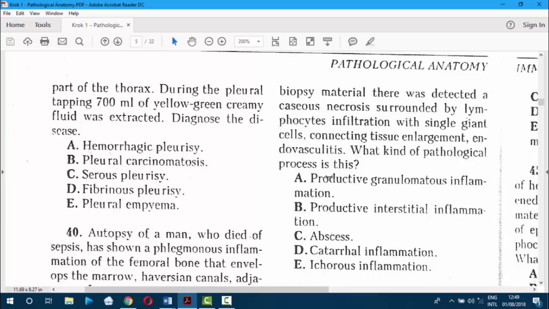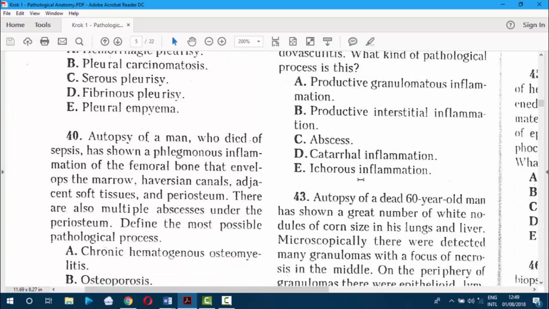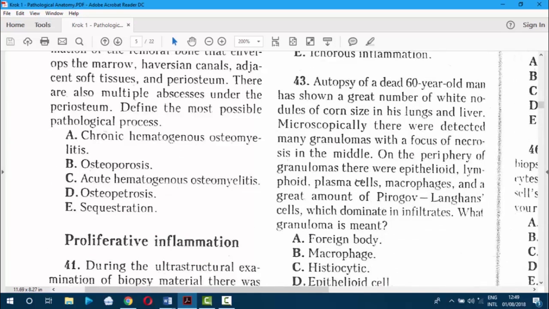So our answer is A. Productive granulomatous inflammation. Now, examples of granulomatous inflammation or giant cells specifically include Langerhans giant cells, which are arranged at the periphery like a horseshoe ring. We also have foreign body giant cells, which are usually central. So just take note for your information.